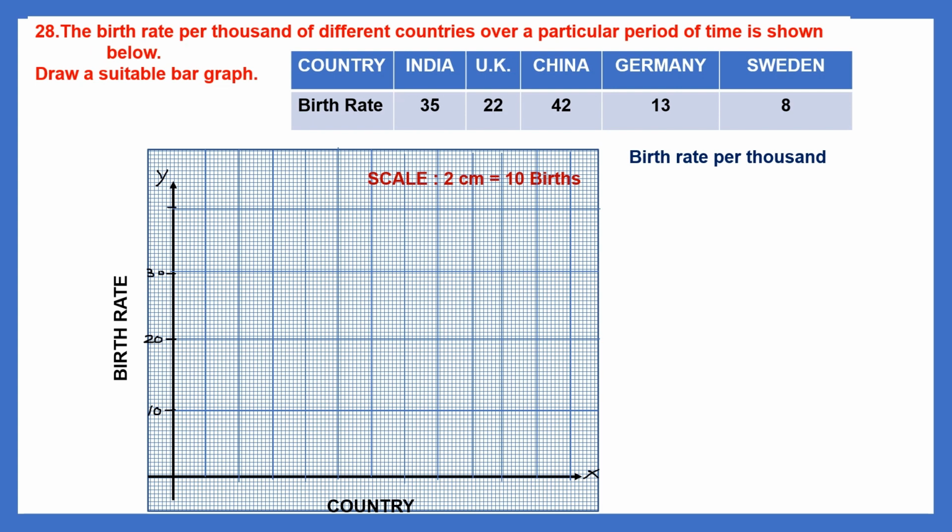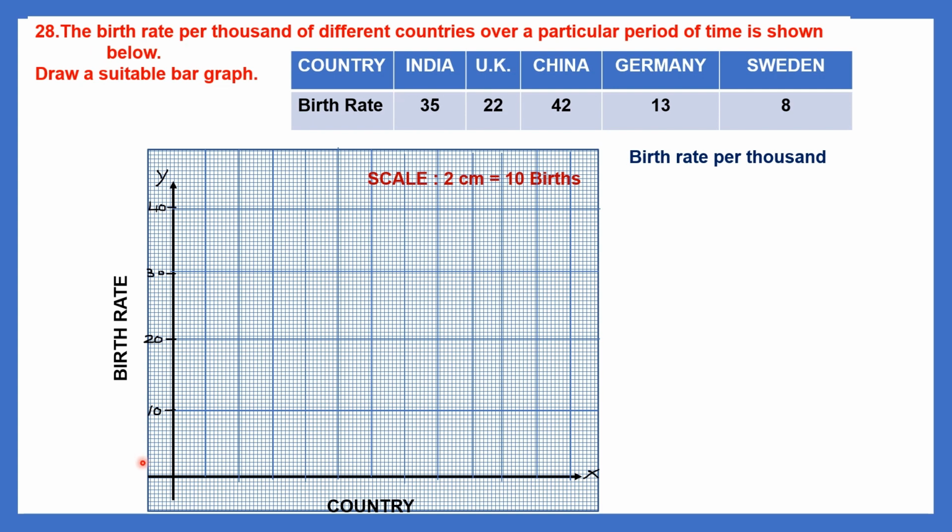We need only this much, isn't it? We need only up to 40 because our highest number here is 42. So always depending on your highest number, you need to decide how your scale should be. Now, if your highest number went up to 80 or 90, then we could have said only 1 centimeter is equal to 10. So here, since we have a lot of space, I've taken 2 centimeters to be equal to 10. So now we can draw our bars conveniently.